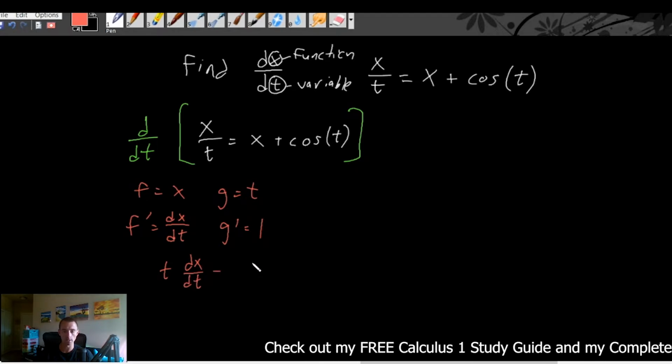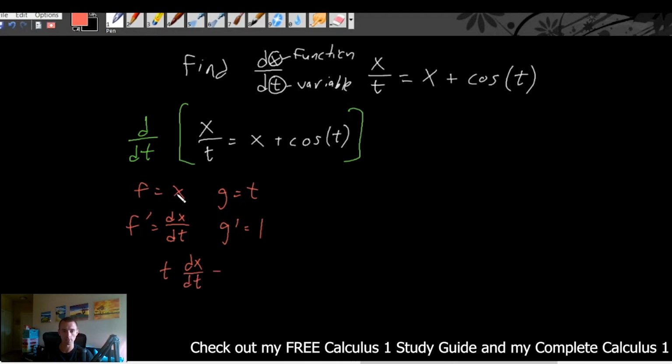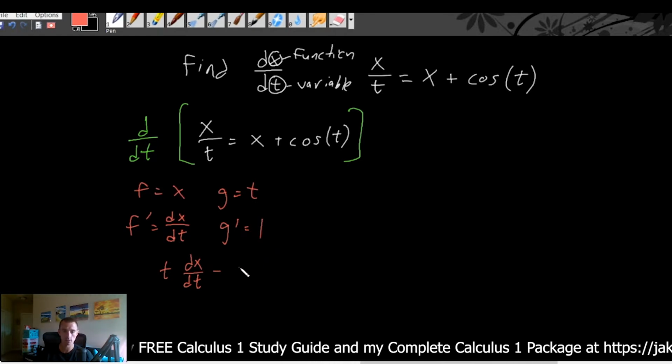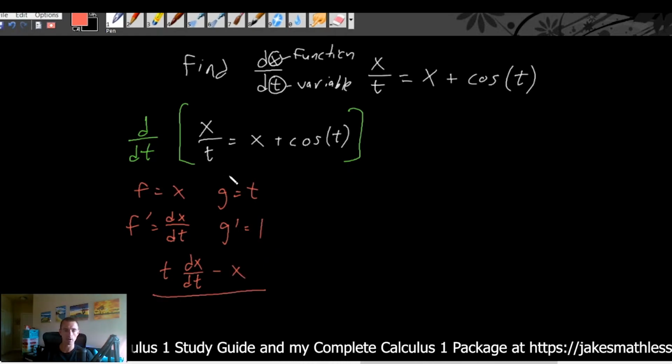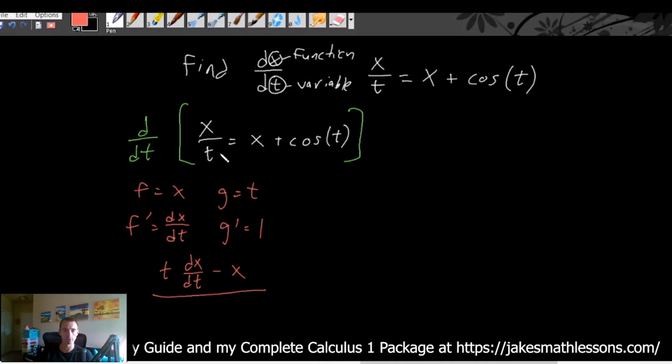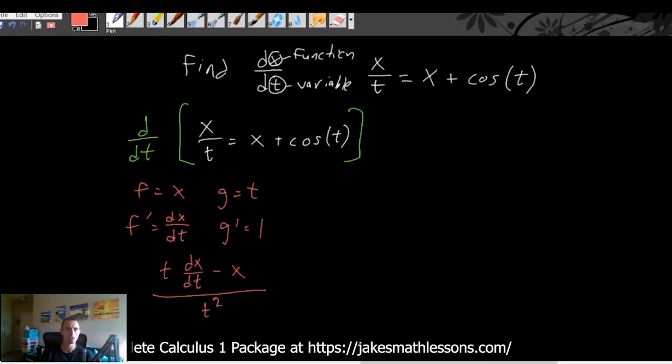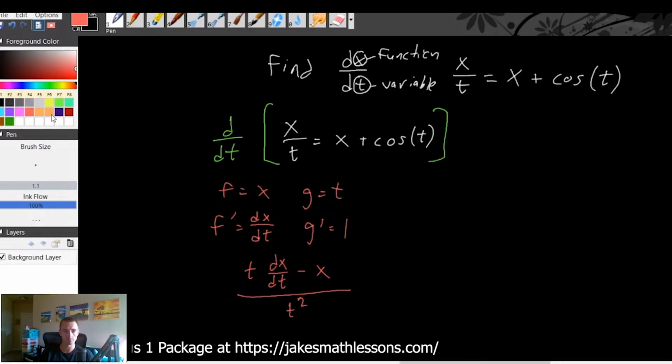Low d high minus high d low, so minus f times g prime, so x times 1 is just x, and then that's going to be all over the bottom squared. Our original bottom function, t squared, is going to be our denominator. Okay, so that is the left side of our equation.